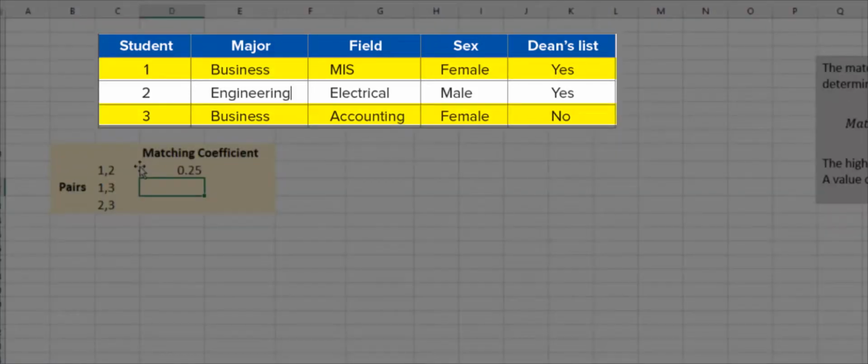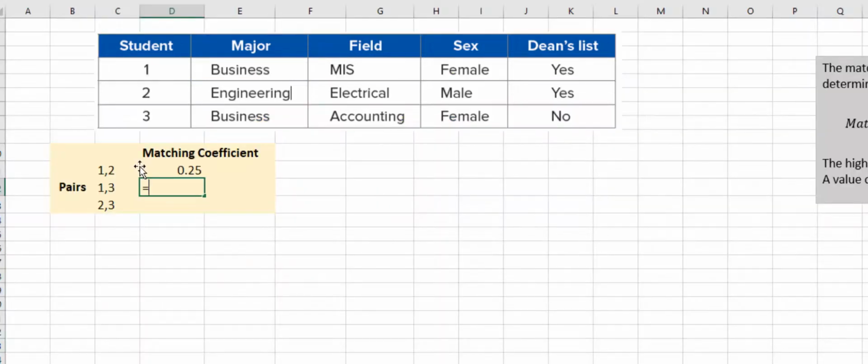Now let's do that for students 1 and 3. Major, business, it's a match. Field, MIS, accounting, not a match. Sex, female, it's a match. Dean's list, yes, no, it's not a match. So we have 2 out of 4 outcomes matching. Therefore, the matching coefficient is 0.5.